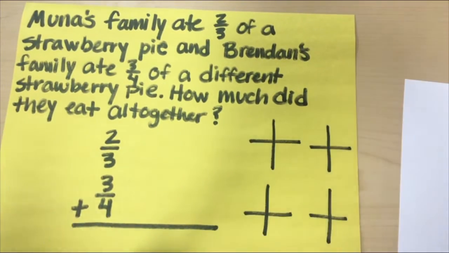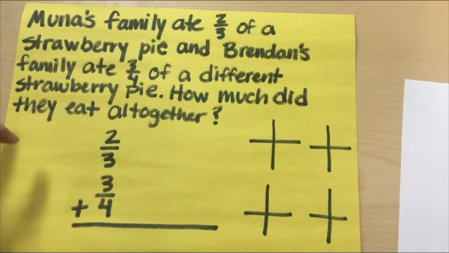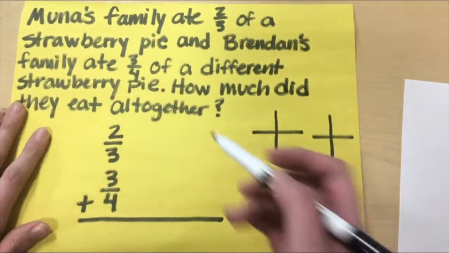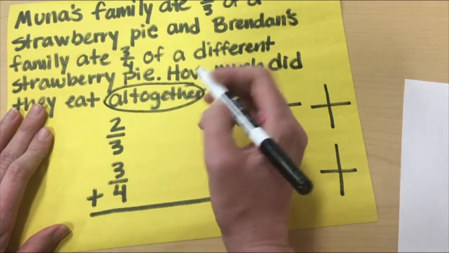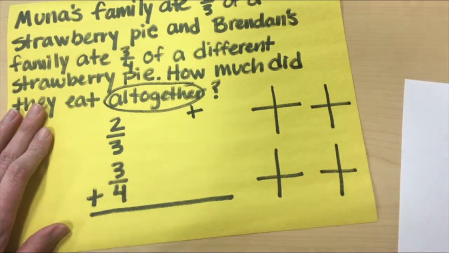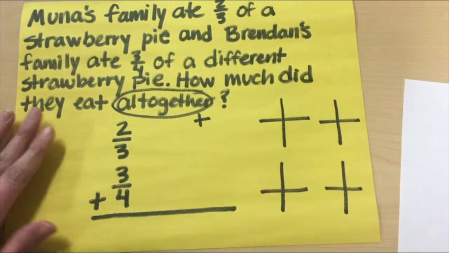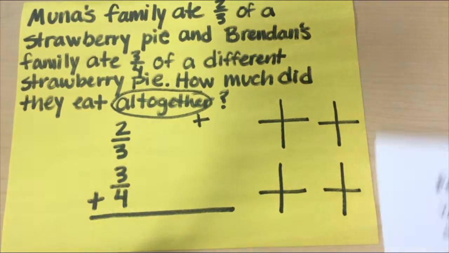Okay, here is our next story problem. Muna's family ate 2/3 of a strawberry pie, and Brendan's family ate 3/4 of a different strawberry pie. Wow, that sounds good. How much did they eat altogether? So we have 2/3 and 3/4, and again we have the words all together, which means add. So that's what we're doing, we're adding. Again, our denominators are different, so we're going to have to make them the same.